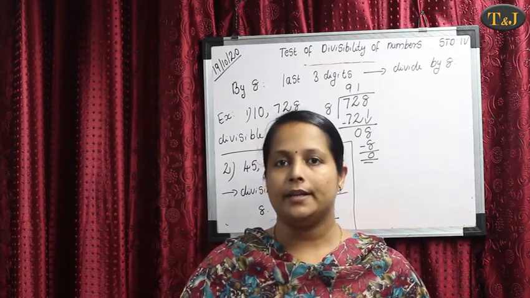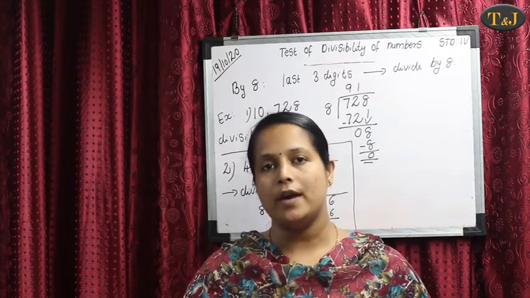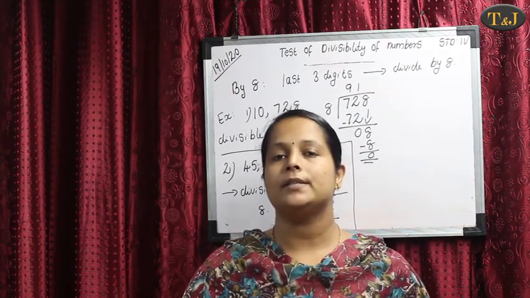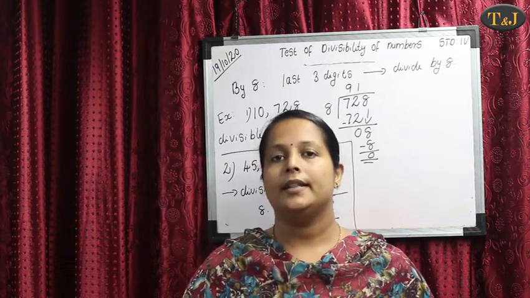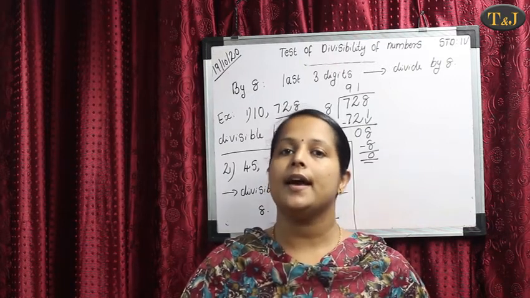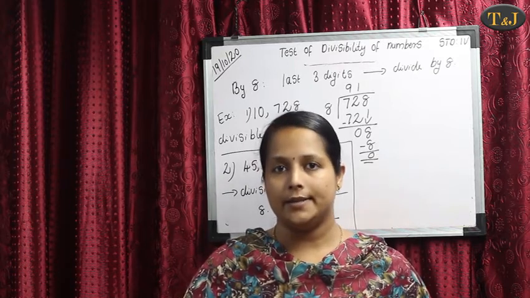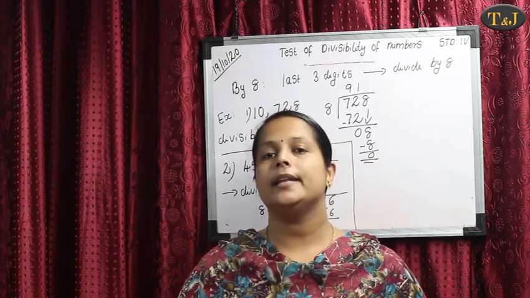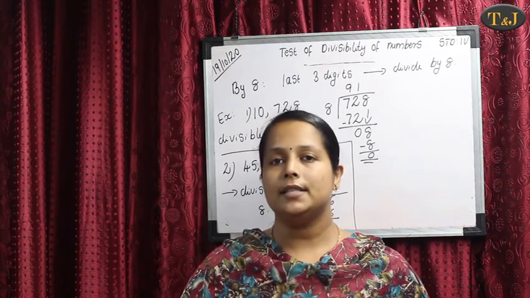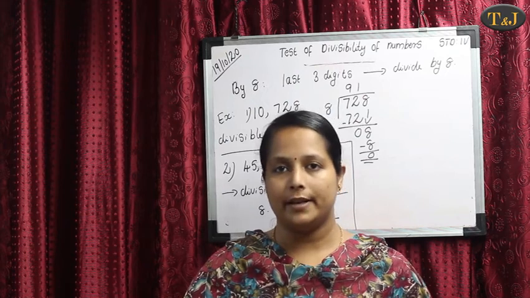Then the test of divisibility by 5 and 10. In the case of 5, the ones place value is 0 or 5, so it is divisible by the number 5. In the case of divisibility by 10, the ones place value is 0. Okay. The next test is divisibility of the numbers 4 and 8. In the case of 4, we are taking the last 2 digits and dividing by 4. When we get the remainder 0, it is divisible by 4. In the case of divisibility by 8, we take the last 3 digits and divide by 8. When we get the remainder 0, it is divisible by the number 8.